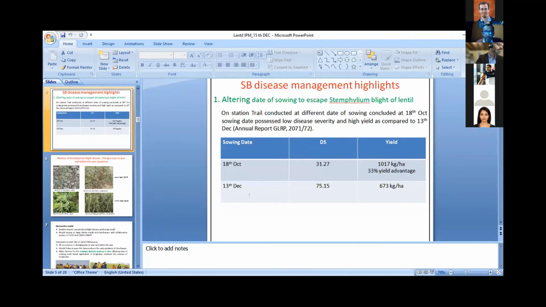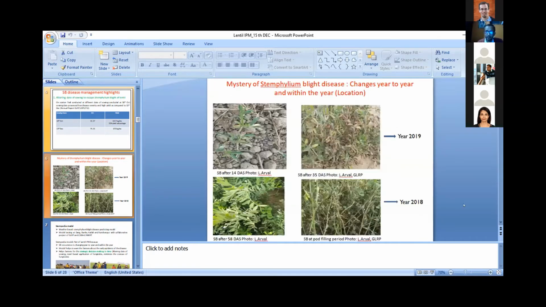Firstly, we are working on the date of sowing, because it is weather related. We can see that early sowing escaped the disease with a high yield, and as we move later in the season, the disease increases. This is shown here: disease severity on 18th October sowing, and at a later stage the disease severity has increased with a decrease in yield as well.